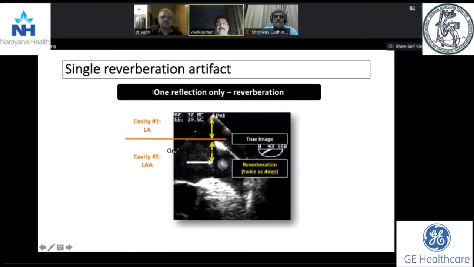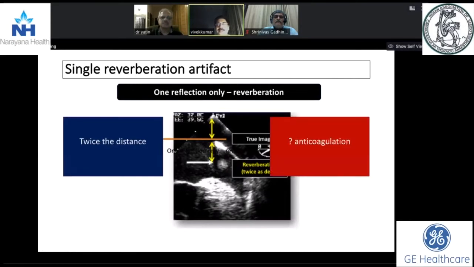We start with the example, single reverberation artifact. The violation is that there is one reflection only. Here, there are more than one reflections. And if we look at this view, short axis view, we see that the cavity one here is the left atrium, and this is the transducer. And at the wall between the left atrium and the left atrial appendage, there is a reverberation which takes place, which gives rise to a false image in the left atrial appendage. So this is the true image, this is the false image, which is twice as deep, and this gives the false illusion of a left atrial appendage mass.